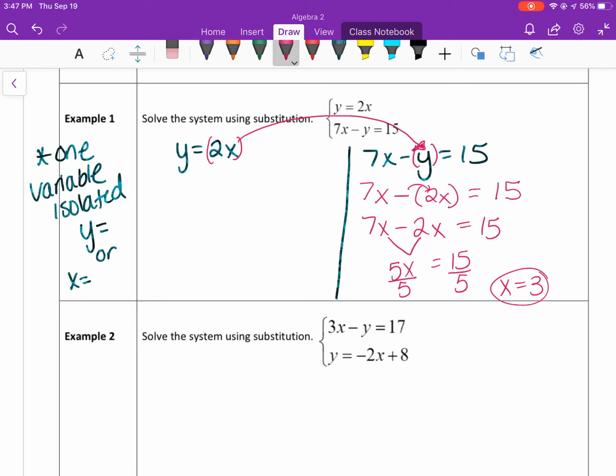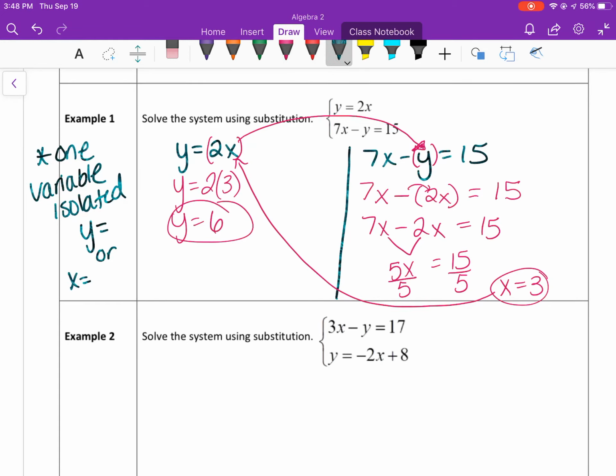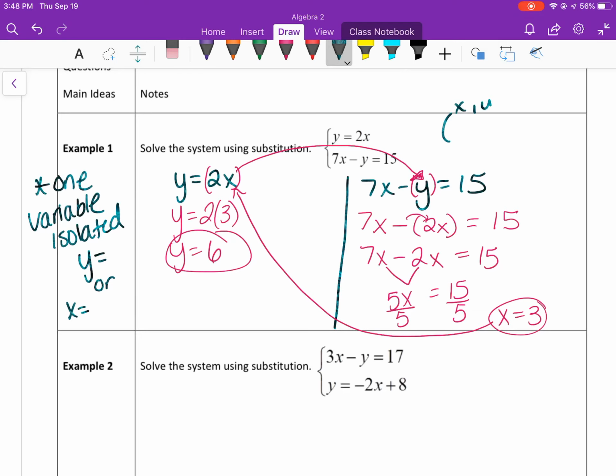Remember, the solution needs to be an ordered pair, though. I've only done the right side, so now you need to take this x and plug it back in over here for x and get 2 times 3, and so y equals 6. And then your final answer is going to be written as an ordered pair. Remember, ordered pairs are x comma y, and so this will be (3, 6), and that's your answer. So these two lines intersect in an ordered pair, (3, 6). That's where they are equal. That's the solution to this system of equations.